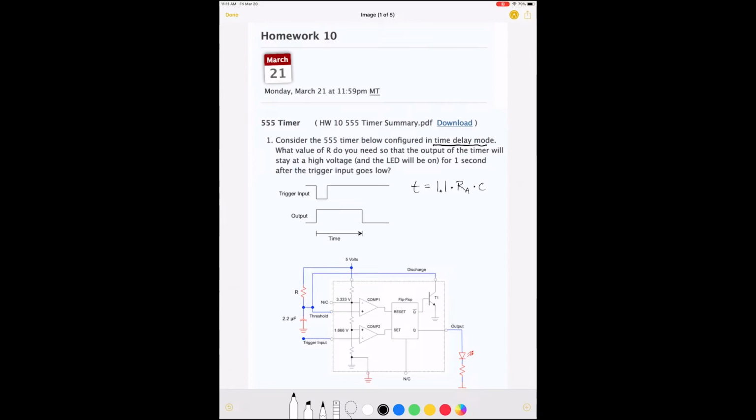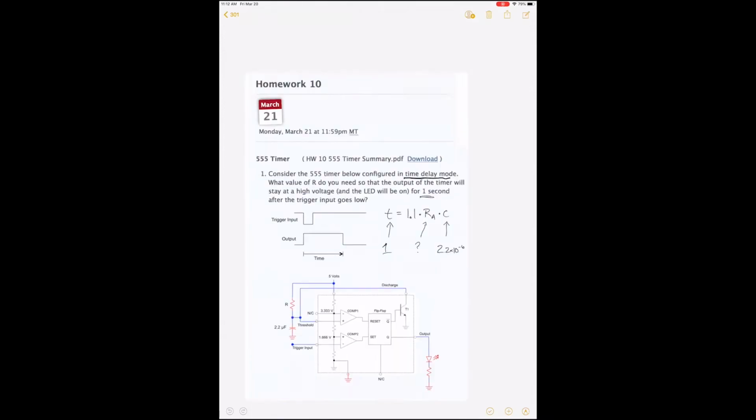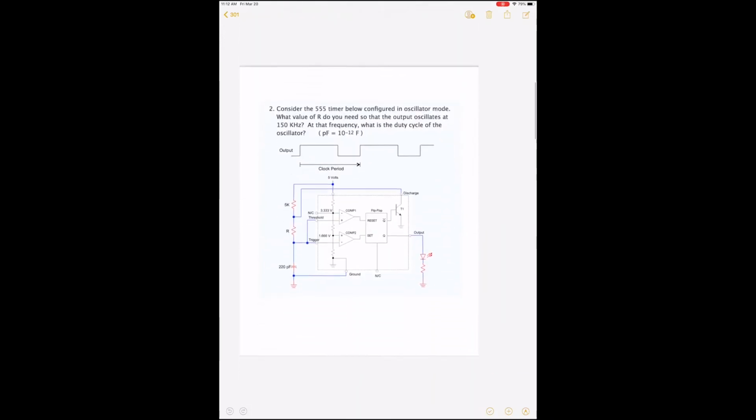And in this problem, we know that we want the time to be 1 second, so we'll plug in a 1 there. And we know that the capacitance is 2.2 times 10 to the negative 6th. And we don't know RA, so you plug those in and you solve this equation, and you're done with problem number 1. Not super hard. So let's move on.